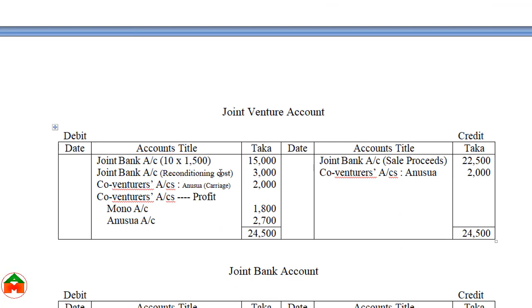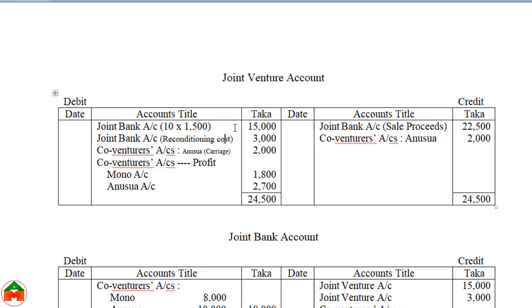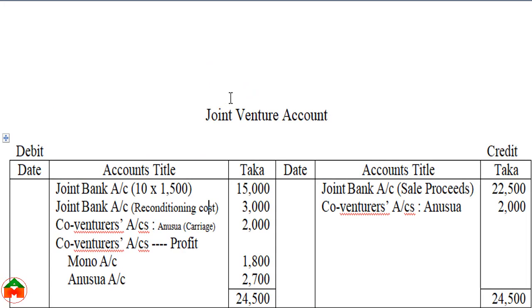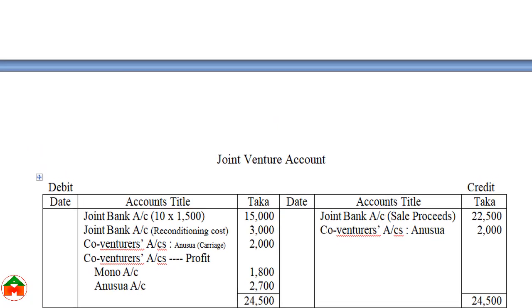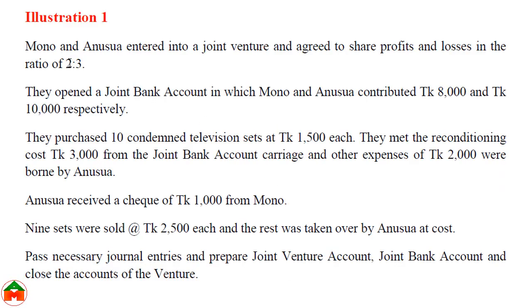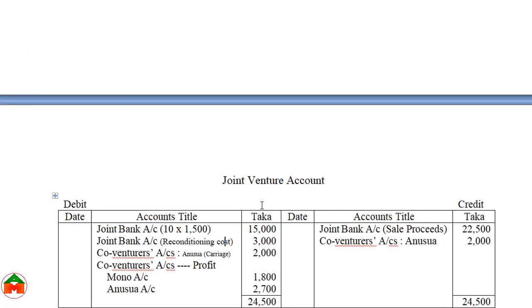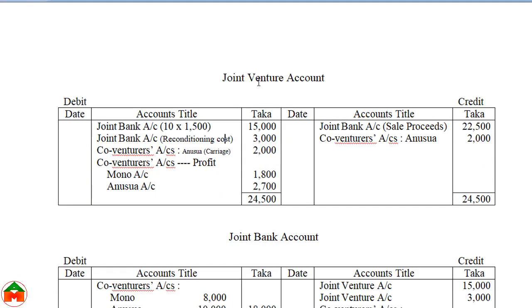However, in this way you can prepare the ledger, and we have already learned that in a short way we can prepare the joint venture account by showing all the sale proceeds and unsold stock in the credit side, and all the purchases and goods supplied by the co-venturers and expenses should be shown in the debit side. And after calculating the balancing figure, we can get the profit, and profit should be distributed based on the ratio, that is 2:3. So this is the process of preparing the ledger.